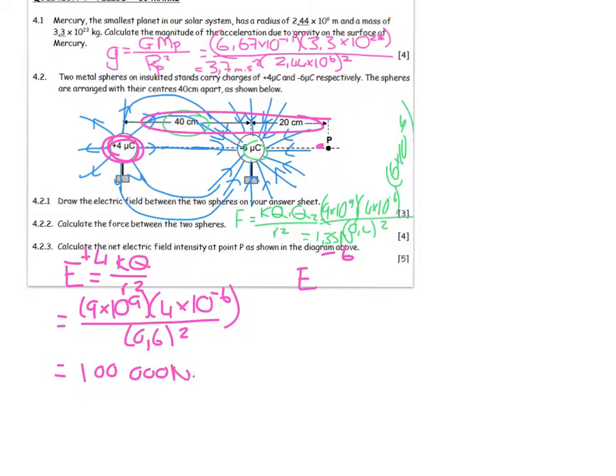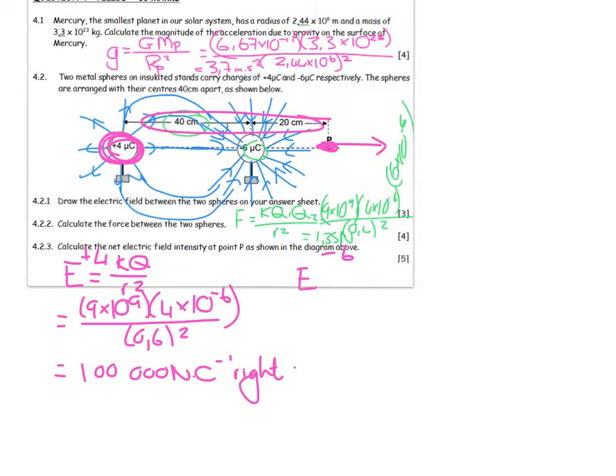100,000 newtons per coulomb. Let's think about the direction. If it's from a positive charge like that, it means that the field at point P is always from positive to negative. So in other words, it is going to go to the right, away from the positive, towards the negative. So I'm going to say right.